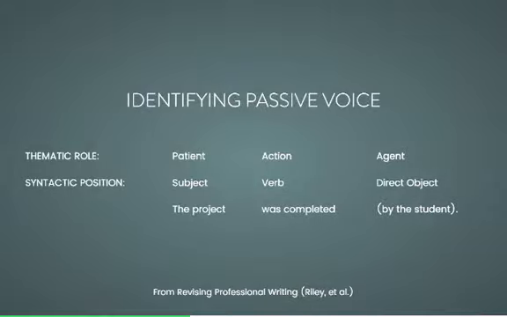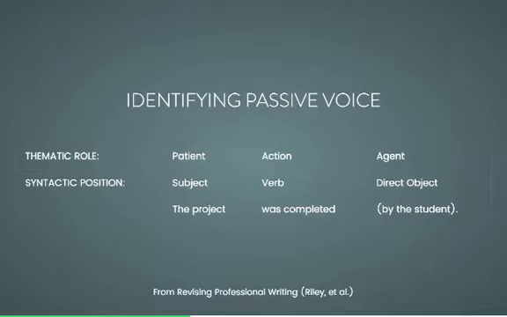The opposite is true for passive voice. Whenever the patient is in the subject position, you've got passive voice, right? And so we know that our patient is the project because our verb is completed. Someone has to complete something. The project can't complete anything. So we know that the project is our patient. So the project is in subject position. We know that we have passive voice. The project was completed, and then that by phrase, we can take it or leave it. So that's why that's in parentheses. So you could say the project was completed, and then you could just put a period after it. That's called an agentless passive.